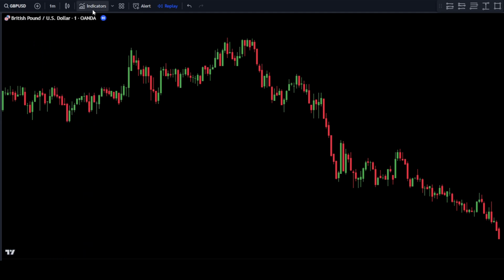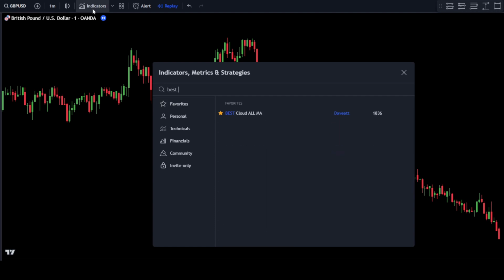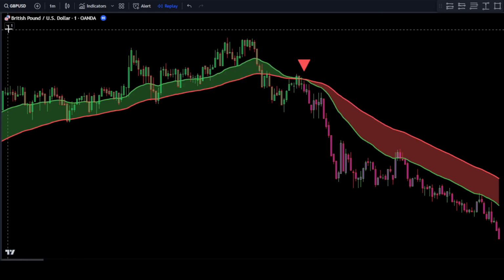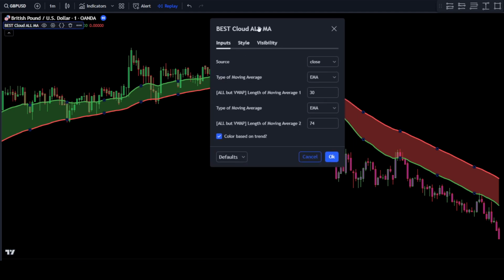Next, go to the Indicator Search tab. In the Indicator Search tab, type in Best Cloud All MA. Then select Best Cloud All MA by daveatt. After that, make some adjustments to the Best Cloud All MA indicator. Go to the Settings tab of the Best Cloud All MA indicator. In the Input tab, change the length of moving average 1 to 20. Then change the length of moving average 2 to 45.